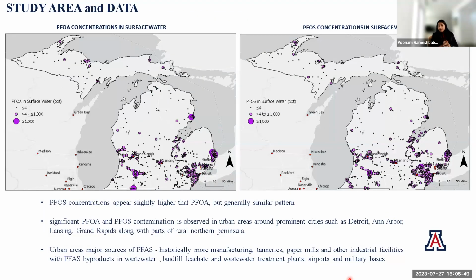So PFAS is a statewide issue in Michigan. I mapped PFOA and PFOS levels of surface water from over 2,000 data points. On the left is PFOA and on the right is PFOS. As you could see, the higher contamination is concentrated in the more urban areas and also a few locations in the Northern Peninsula. For this map, PFOA and PFOS currently have the maximum contaminant level set by the EPA as 4 parts per trillion, so the symbols are classified based on 4 ppt. Just visually looking at it, PFOS concentrations appear slightly higher in a few areas than PFOA, but overall they show a very similar pattern throughout the state.